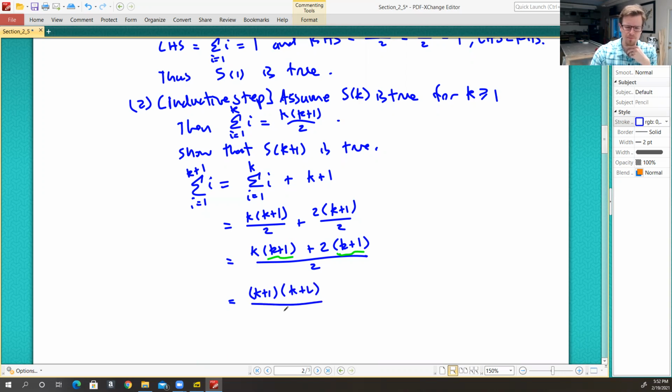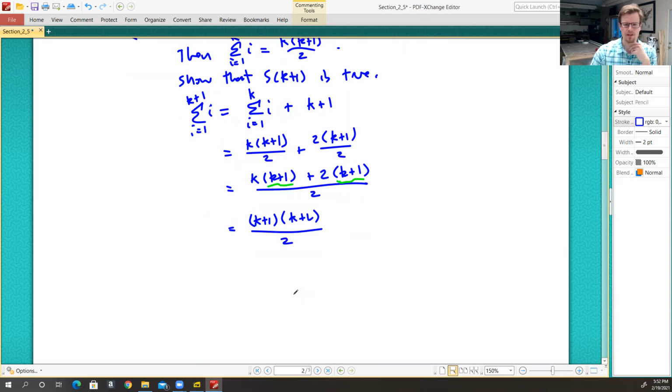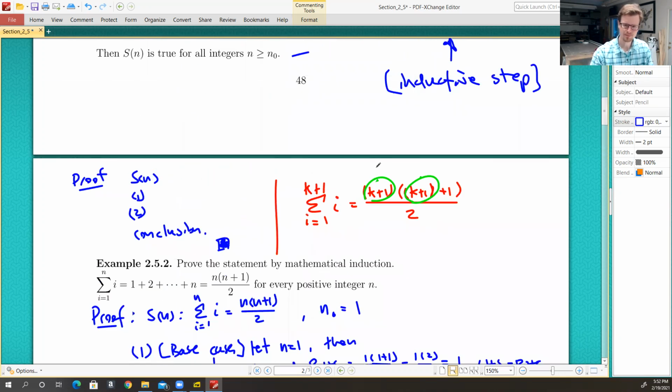And that looks pretty good, all over 2. Now all I have to do is notice that I have k plus 1 times k plus 2 is k plus 1 plus 1, right? Yeah, of course it is. And that gives me exactly what I wanted to show: k plus 1 times k plus 1 plus 1 divided by 2.